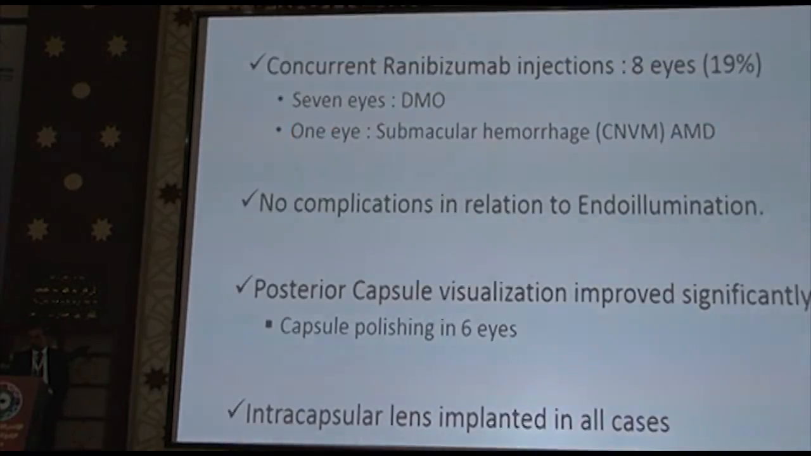And next, the results. 8 eyes had an additional procedure with the cataract surgery. 7 of them had diabetic macular edema, and one had submacular hemorrhage, most probably due to AMD. All of them received concomitant intravitreal Lucentis. No complication related to the endoillumination was seen, and posterior capsule visualization was significantly improved, and polishing was done in 6 eyes. And all the lenses were implanted within the capsular bag.